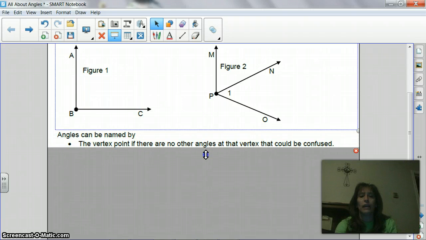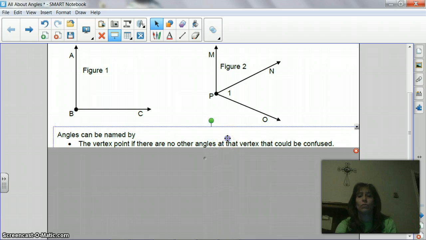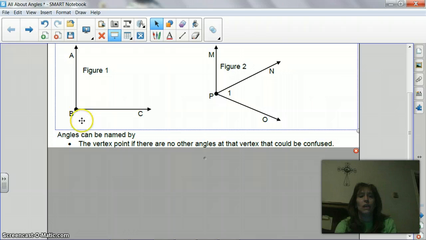Okay, an angle can actually be named three different ways. The vertex point, if there are no other angles at the vertex that could be confused. So for instance, here you could call this one angle B. But over here on the right, I could not call this angle P because I actually have two different angles here, on the top and this angle 1 down here. So you could not actually call that angle P.